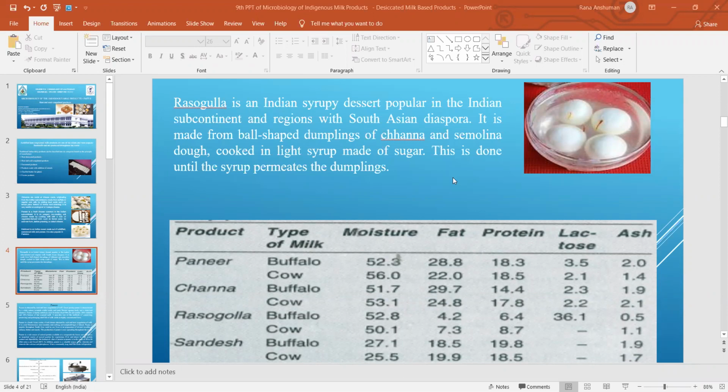and that will not be acceptable to the consumers. So first of all, it is important to know about the compositional difference between all these products: paneer, chana, rasgulla, sandesh. All these products can be prepared using buffalo milk or cow milk, and automatically the compositional variation is different when you use buffalo milk for producing a particular product and when you use cow milk for producing the same product. Here is the compositional variation you can see in this table.